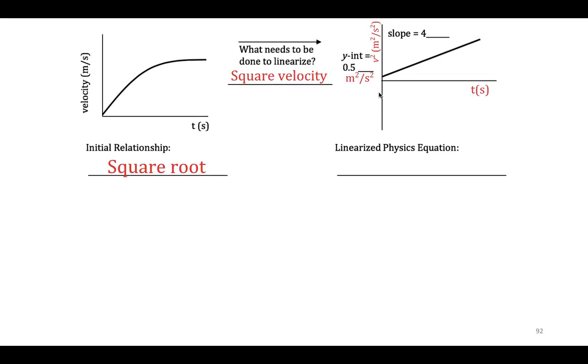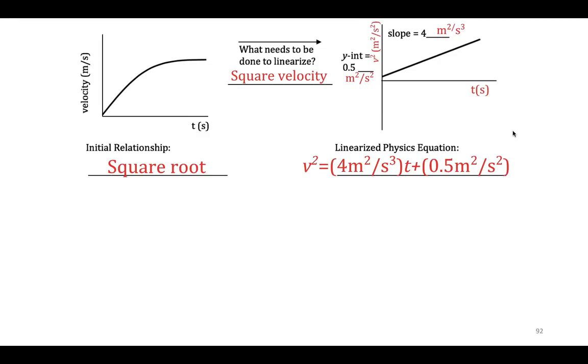The slope units are rise units divided by run. So meter squared per second squared divided by seconds is meter squared per second cubed. Again, if you don't believe me, write out the fraction. Just figure it out for yourself. Writing my linearized physics equation, I start with my y, v squared, equals the slope with the units, times x, which is t, plus the y-intercept with the units. This should be, yeah, no, that's right.